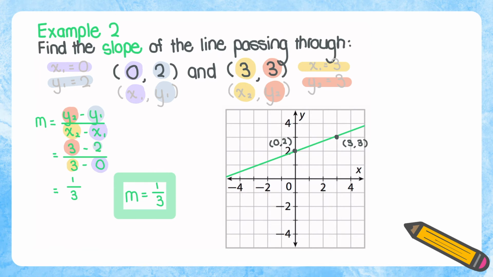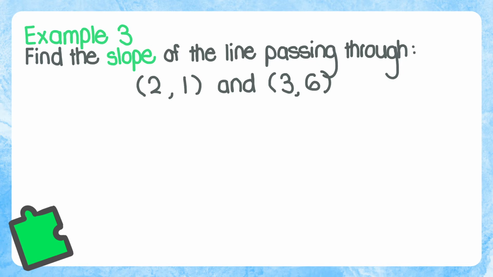Yay! So please try this example on Edpuzzle. Find the slope of the line passing through these points, (2, 1) and (3, 6). Start off by labeling the coordinates so you know what x sub 1, y sub 1, x sub 2, and y sub 2 are. And then plug it into the formula.